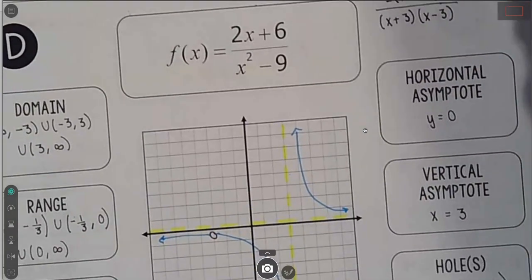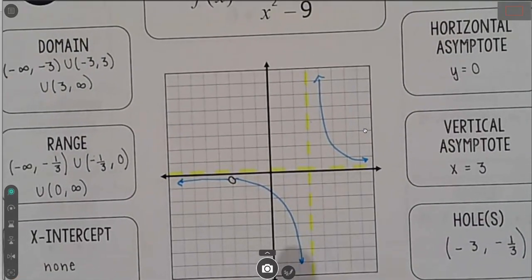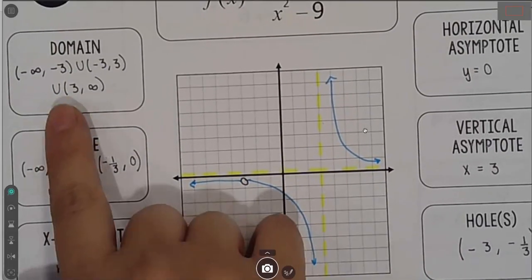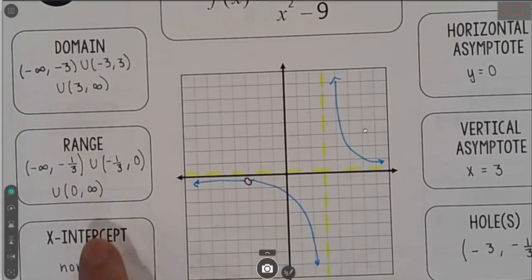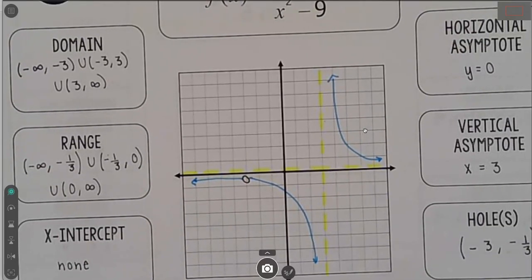All right, so the domain and range, please notice that the asymptotes and the hole are excluded. So we have 2 numbers excluded in both the domain and the range. All right, and there's 9 minutes left in class. I want to give you guys time to work on homework. Are there any other questions on D?